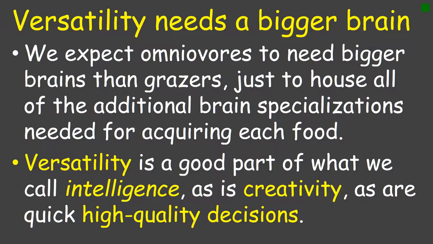We expect omnivores to need bigger brains than grazers, just to house all the additional brain specializations needed for acquiring each food. Versatility is a good part of what we call intelligence, as is creativity, as are quick, high-quality decisions. We'll discuss more next time.